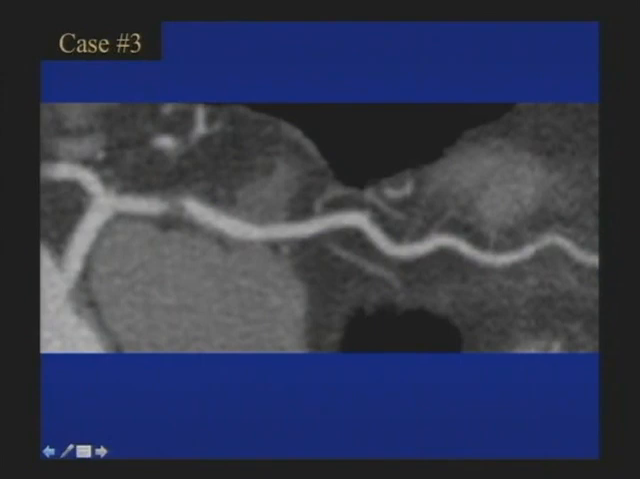So a different topic. This is an image from a coronary artery CT in a patient with chest pain. What sort of image is this?